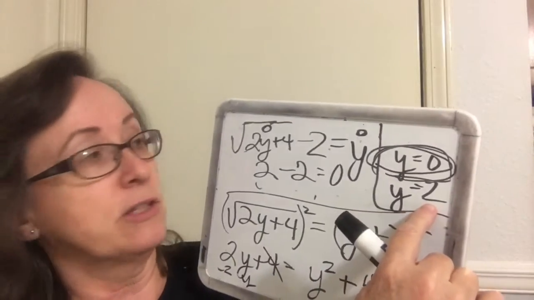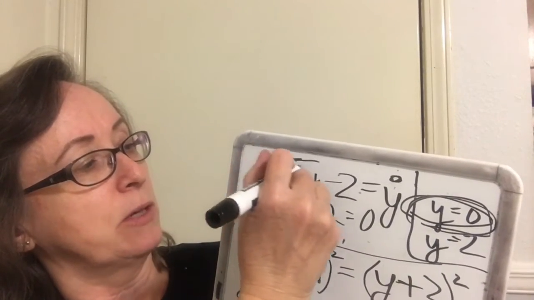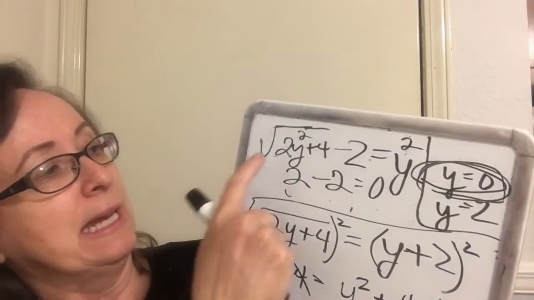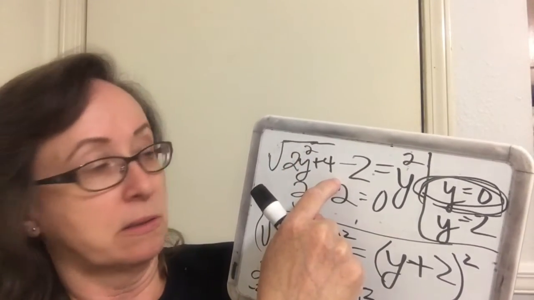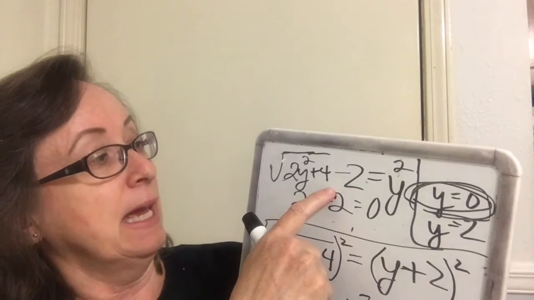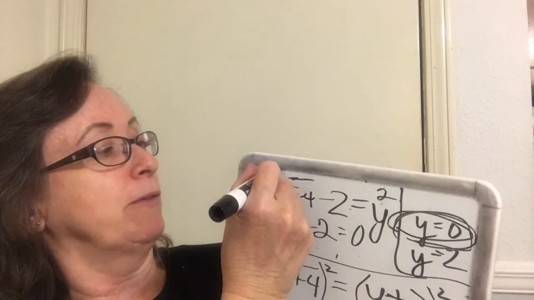Now let's check the 2. So I'm going to replace the y's with a 2, and over here I'm going to replace this one with a 2. And now I've got 2 times 2 is 4, plus 4. So I get 4 plus 4 is square root of 8. Okay, and square root of 8 is 2 square root of 2.